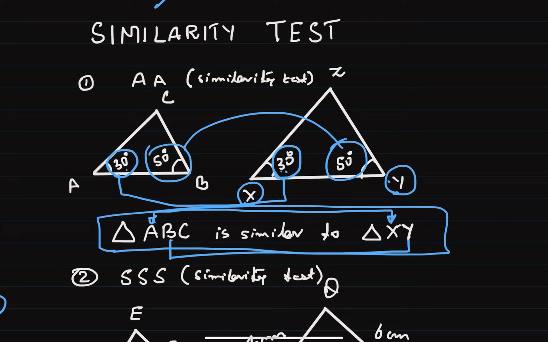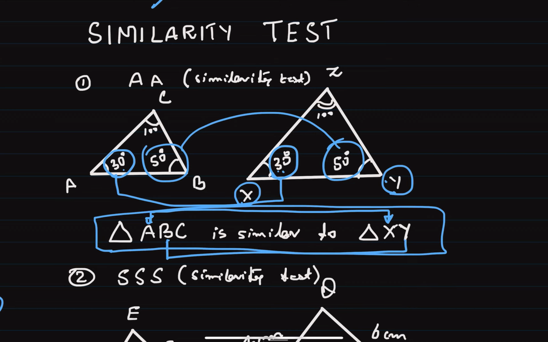Z. C, I don't know what angle C is, but if the two angles are equal, if I add them and subtract from 180, it will become 100. It also becomes 100. So this C corresponds to Z. So this triangle ABC is similar to triangle XYZ, right? So in short, if you can prove that two angles of one triangle are equal to two angles of the other triangle, then these two triangles are similar. This is how you prove similarity.